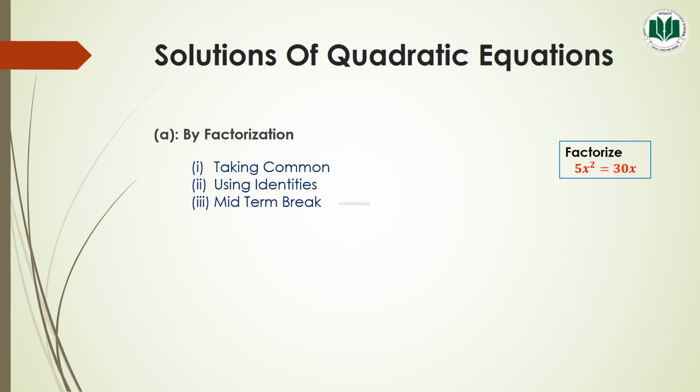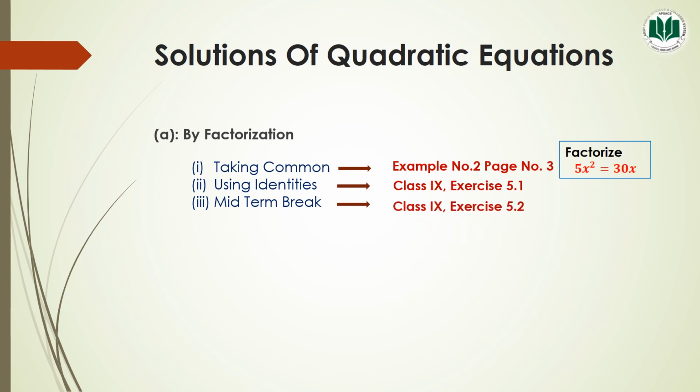To understand this method, go through example number 2 on page number 3 and factorize 5x square equals 30x. Now, the second way to factorize the quadratic equation is by using algebraic identities. And if by algebraic identities it's not possible to factorize the given quadratic equation, then there is a third way, that is the midterm break. You have already learned these two ways in your previous class 9th in chapter 5.